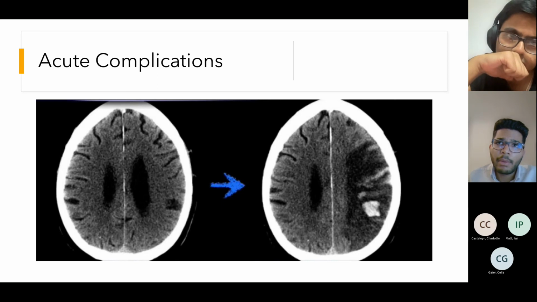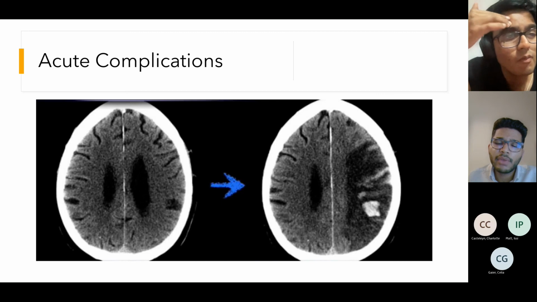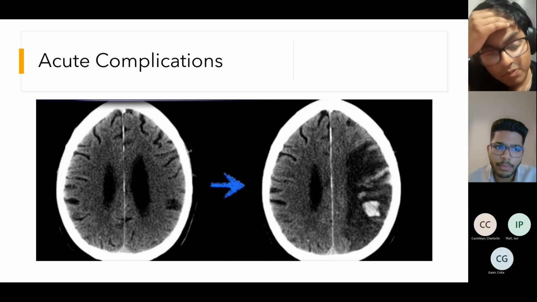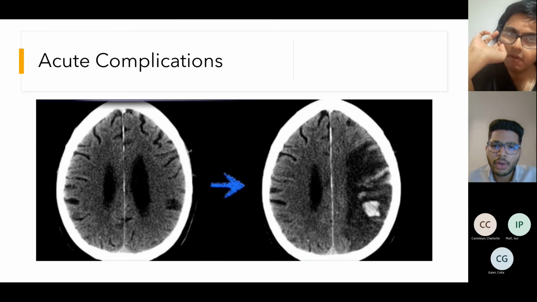And this is important to bear in mind because we're going to come on to the management in a second. If you thrombolyze somebody, you clot bust, then obviously that impairs their ability to form clots as well. And that can predispose to bleeding and strokes transform.